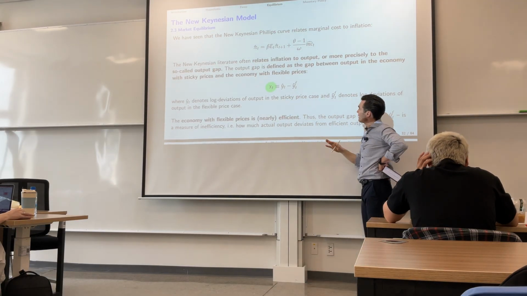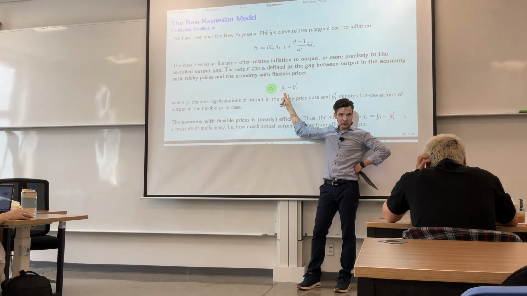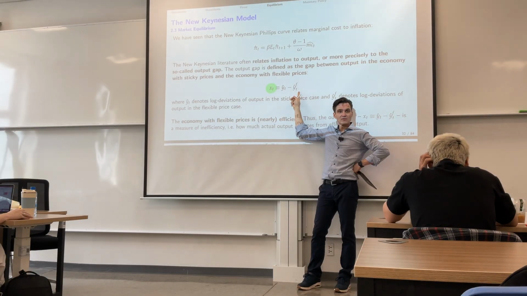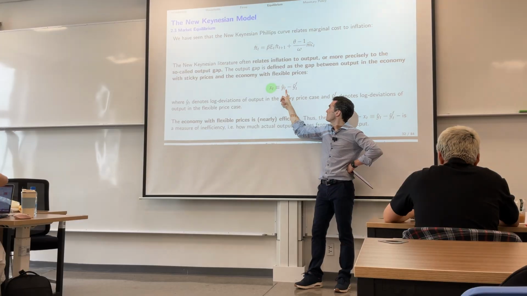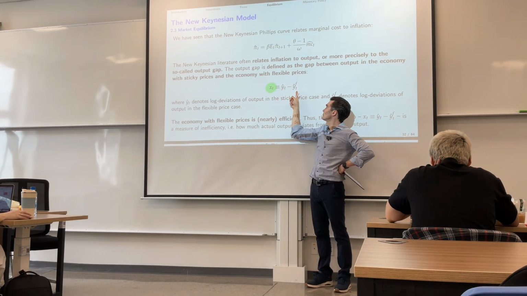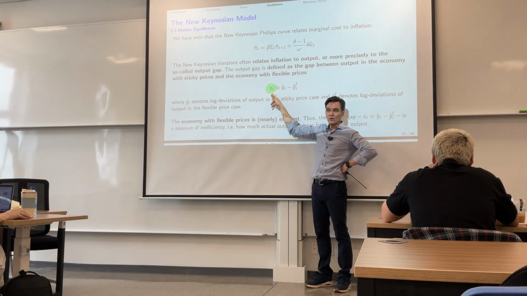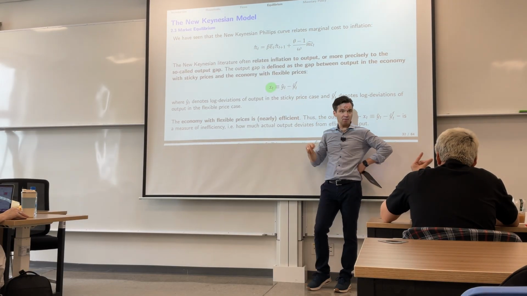So we can have situations when actual output, so output with sticky prices, is larger than output with flexible prices. So when the output gap is positive, when this thing is a positive number, then that means sticky price output exceeds flexible price output. The output gap can also be negative when sticky price output is smaller than flexible price output. So that can all happen.